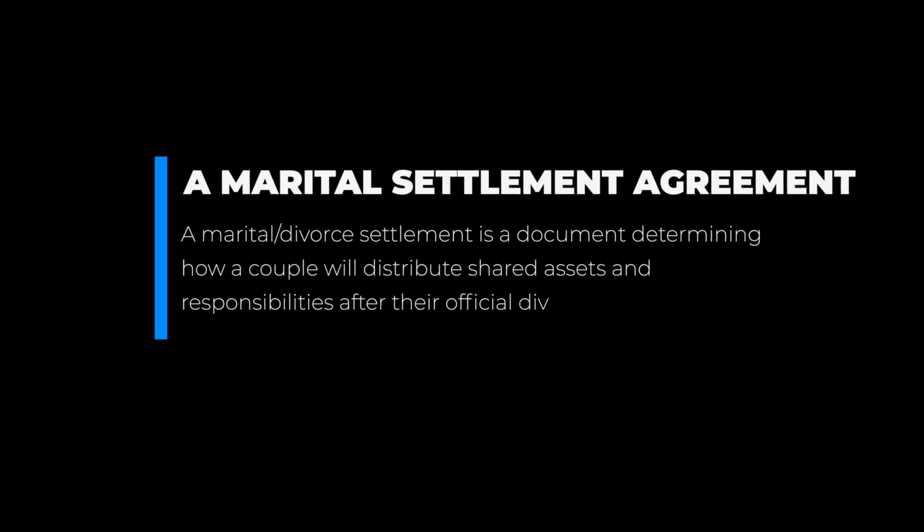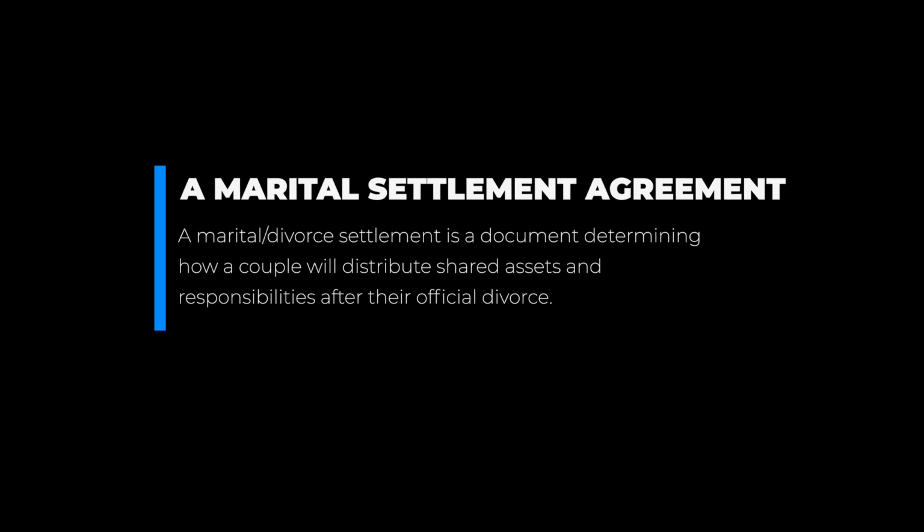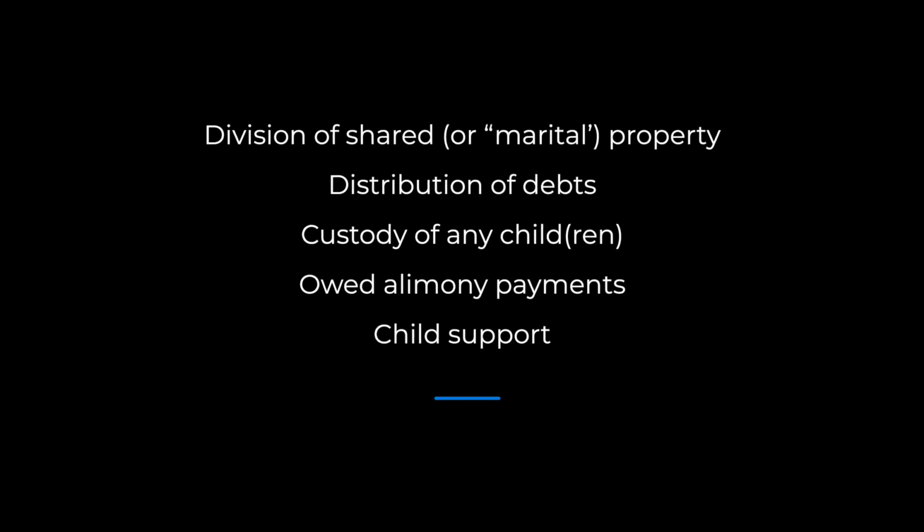Now let's start by defining exactly what is a marital settlement agreement. Each document varies depending on the nature of the marriage, but generally, a marital or divorce settlement is a document determining how a couple will distribute shared assets and responsibilities after their official divorce. Some of the most common topics addressed on the settlement include division of real and personal property, distribution of debts, custody of any children, and owed alimony payments and child support.